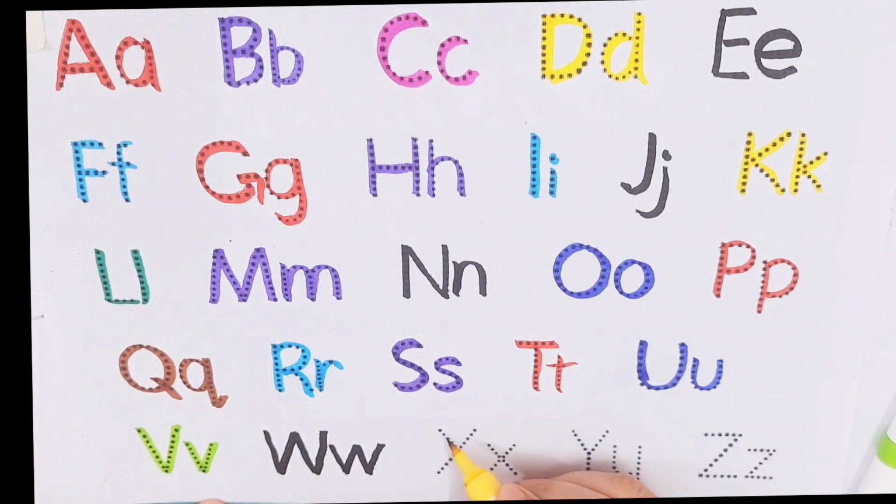Yellow color. X. X for xylophone. X for x-ray. Dark blue color. Y. Y for yuck. Y for yum. Light green color. Z. Z for zebra. Z for jewel.